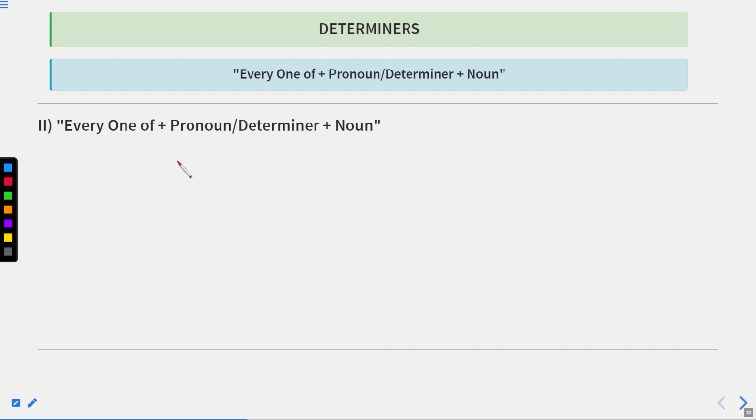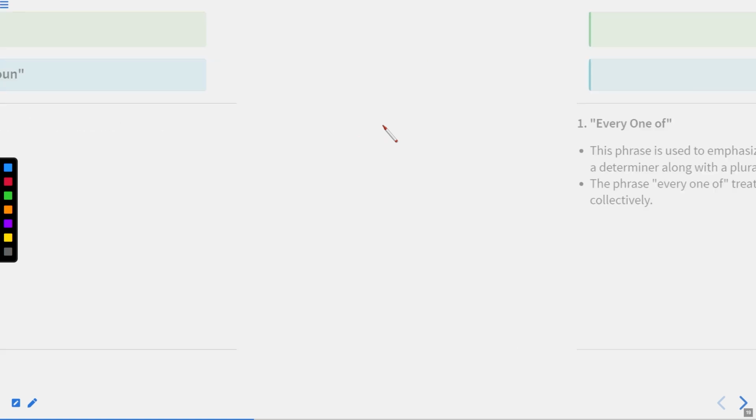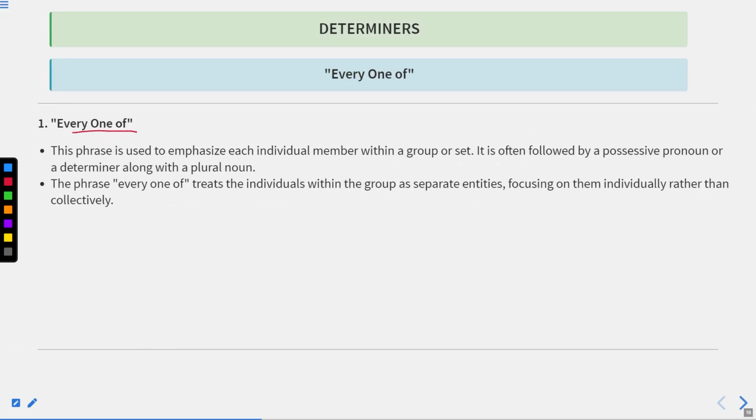Now, every one of plus pronoun or determiner plus noun. This can be the sequence. How? Suppose I have to use the phrase every one of. This phrase is used to emphasize each individual member within a group or set. It is often followed by a possessive pronoun or a determiner along with a plural noun. For example, the phrase every one of treats the individuals within the group as separate entities, focusing on them individually rather than collectively.